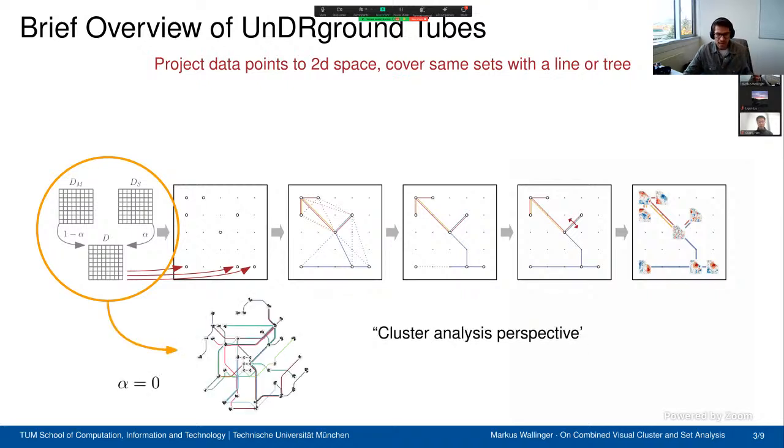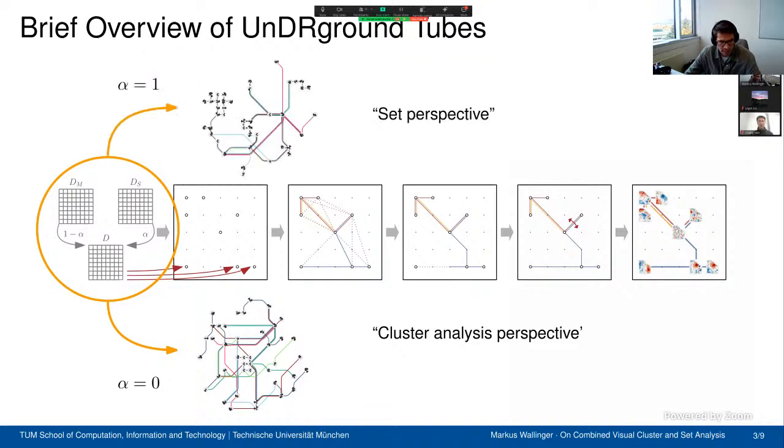So when you have this alpha value set to 0, we only consider the cluster perspective. In this example here, you could see, if you look a bit closer, that the clusters are kept together, but the lines are fairly complicated. If we go to the other extreme and we just consider the set perspective, then you can see the lines are much simpler, but of course, clusters might be split up. And we can also mix this parameter to consider both perspectives.